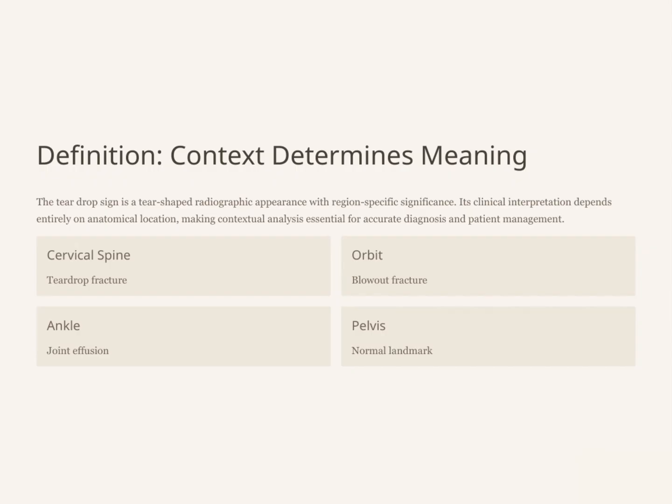So, understanding where the teardrop sign appears is crucial. It guides us to the correct diagnosis and influences how we manage the patient. This reinforces the overall theme that radiographic signs are meaningful only when interpreted within their specific anatomical and clinical context.